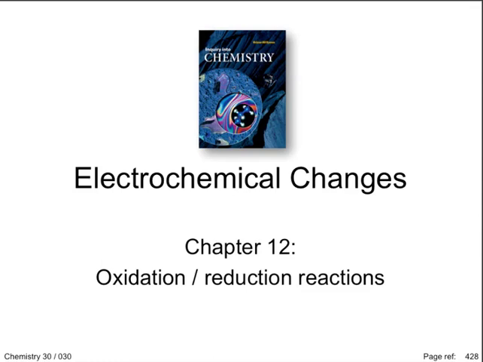Electrochemical changes. Chapter 12. Oxidation, Reduction, Reactions. Up to this point, high school chemistry students have perhaps assumed that if a chemical equation can be written, then the reaction must occur. In this chapter, we will learn how to predict whether a reaction will indeed spontaneously proceed to products.